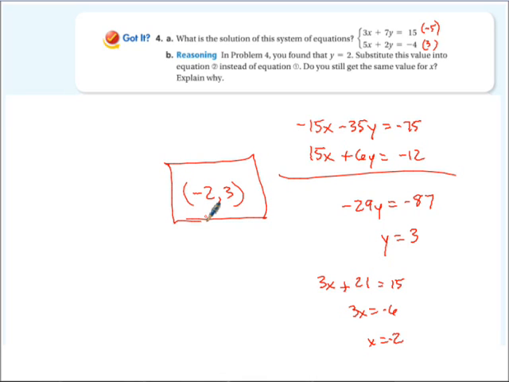Okay. In example problem 4, we got y equals 2. Substitute that value into equation 2 instead of equation 1. Do you still get the same value for x? Hopefully you don't even have to do that to know. The answer is yes. If it's a solution to the system, then it's a solution to both. Okay, so you should still get the same value. So that's the answer to that question.